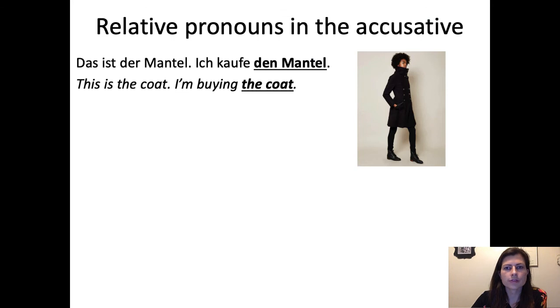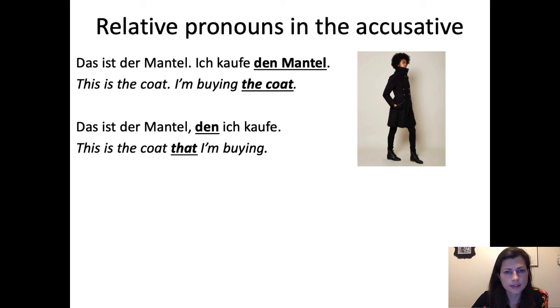Okay, so let's look at some accusative ones. Das ist der Mantel. Ich kaufe den Mantel. I'm buying the coat. So now you see we want to have a relative pronoun, but as the direct object. So that will be the accusative. Das ist der Mantel, den ich kaufe. The coat that I'm buying. It's the direct object. Like, ich kaufe den Mantel. Ich kaufe den, right? So that is the direct object and the accusative.